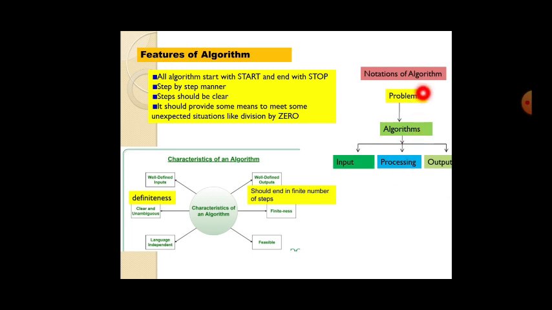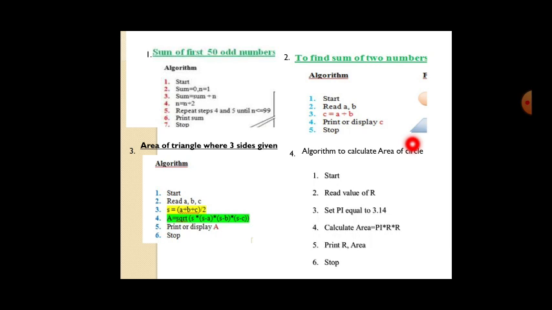So notations of the algorithm: problems, algorithms, input, processing and the output. So there are some algorithms. I have given you some examples here.